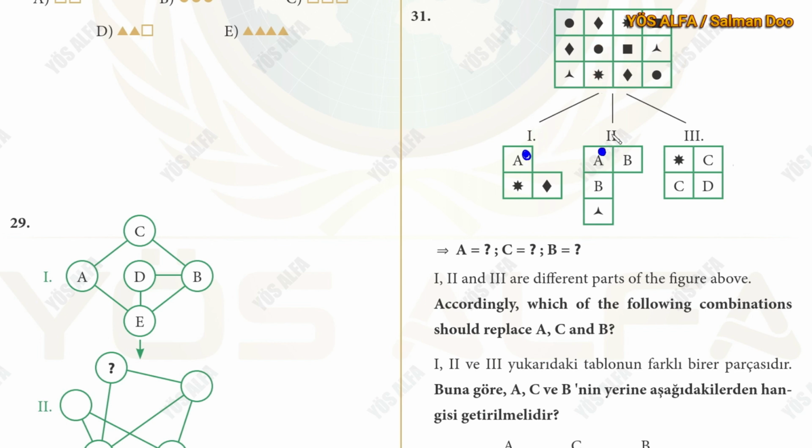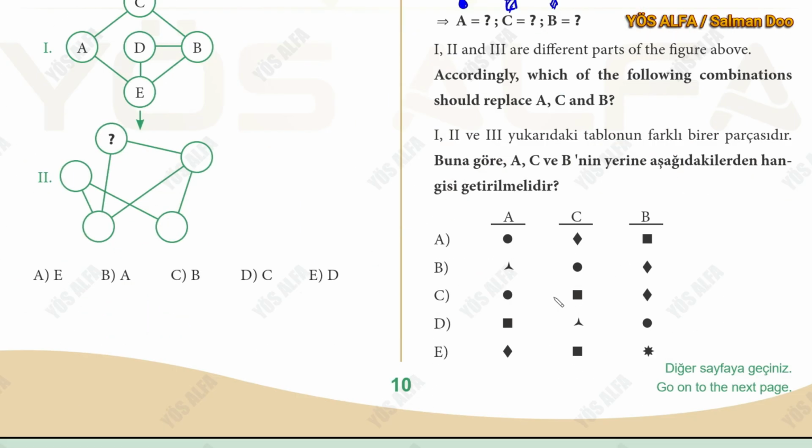In the second piece, we have a circle and two items the same diagonally. It is here. Circle and two items the same diagonally. So B has to be diamond. In the third piece taken from the table, we have a star and two items the same diagonally. Star, two items the same diagonally, so C is a square. So our answer is circle, square, and diamond. Circle, square, and diamond is C.